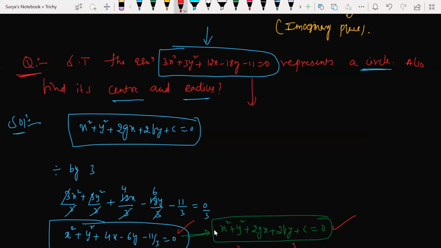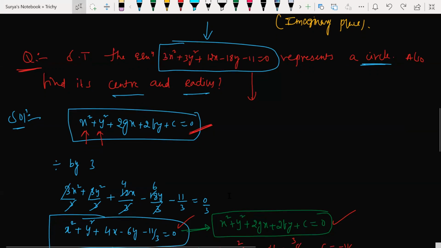Make sure that the coefficient of x square and y square is 1 here. Why? Because this is what my general equation of a circle looks like. So to make sure that the given equation looks like the general equation, we divide with whatever coefficient we have here. We have to divide with the coefficient of x square and y square so that the given equation looks like a general circle equation.